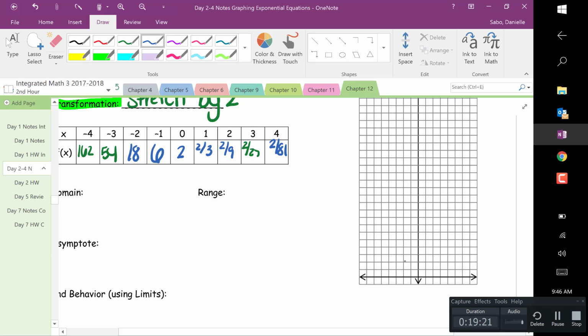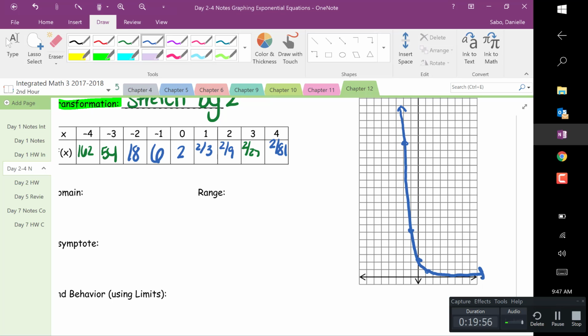I'm just gonna plot them at random points. 2, 3, 4, 5, 6, 7, 8, 9, 10, 11, 12. You should have got something that looks like this. Questions on that? I'm just graphing it.